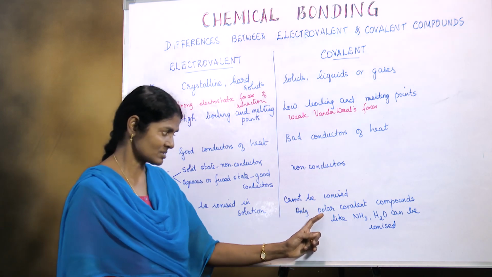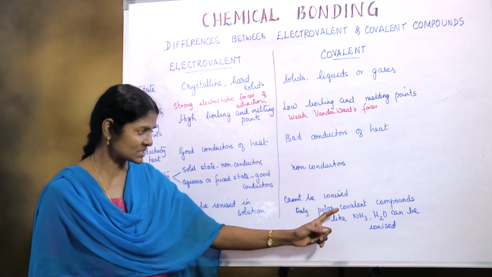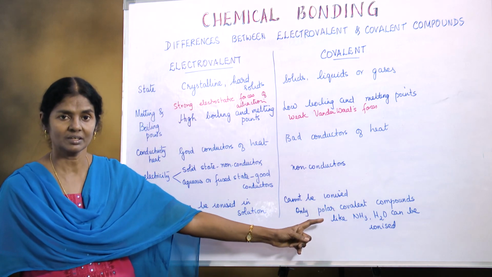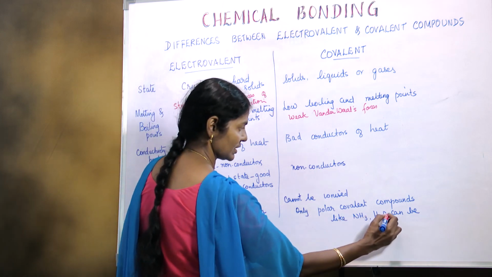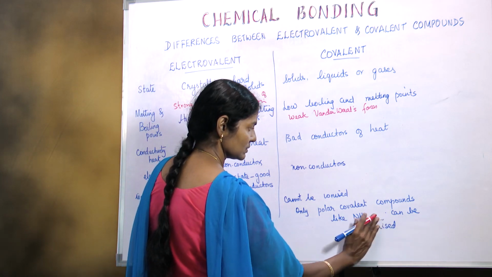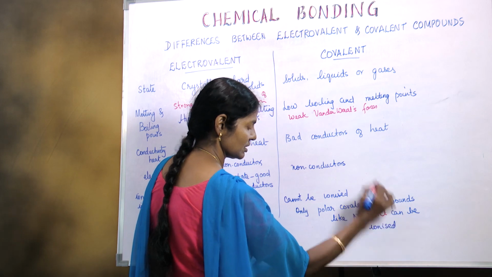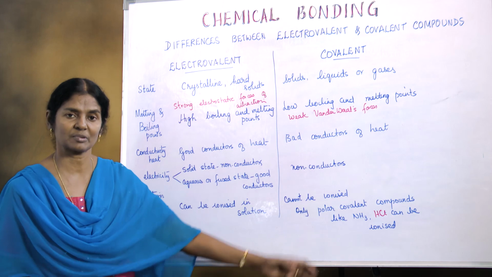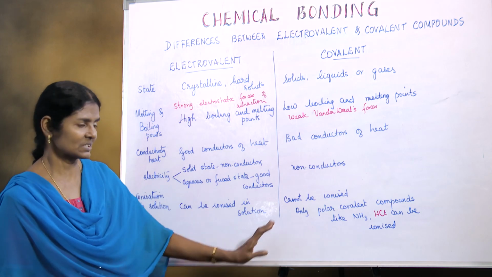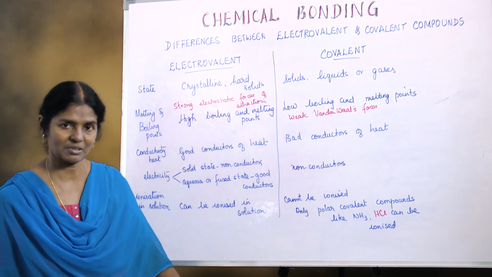But there are some polar covalent compounds like ammonia and water which can be ionized. Even HCl also can be ionized. Let us take HCl. Yeah, ammonia and HCl. These can be ionized in solution in the presence of water. So this much we do about chemical bonding.